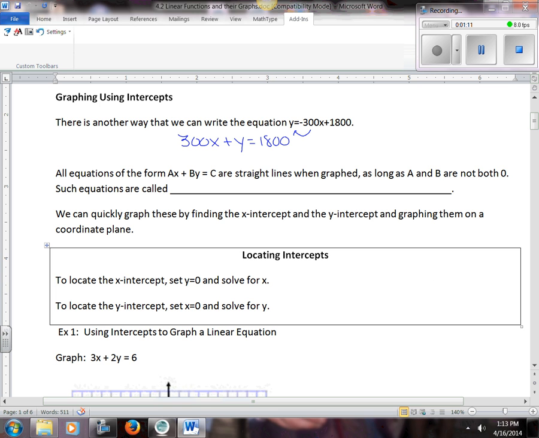All equations in the form ax plus by equals c are straight lines when they're graphed, as long as a and b are both not 0. Such equations are called linear equations in two variables.